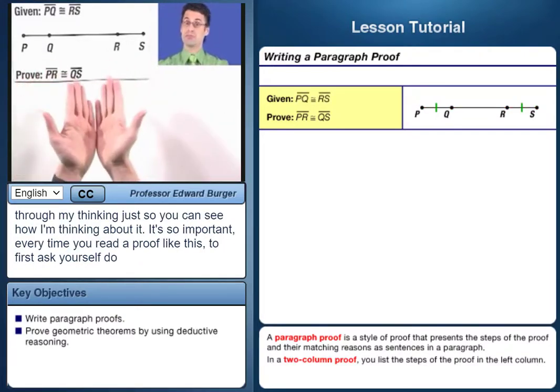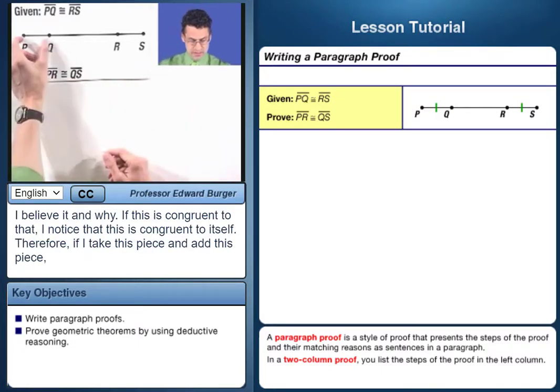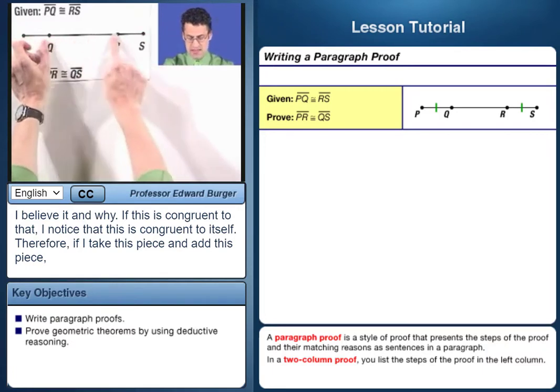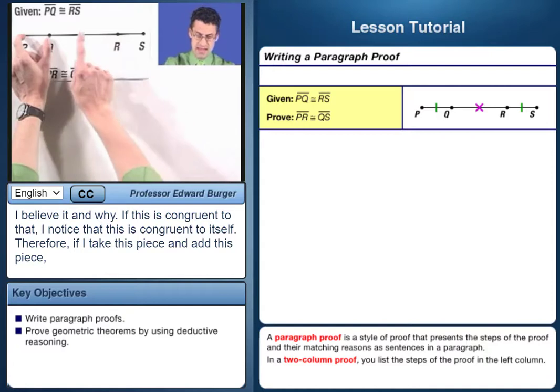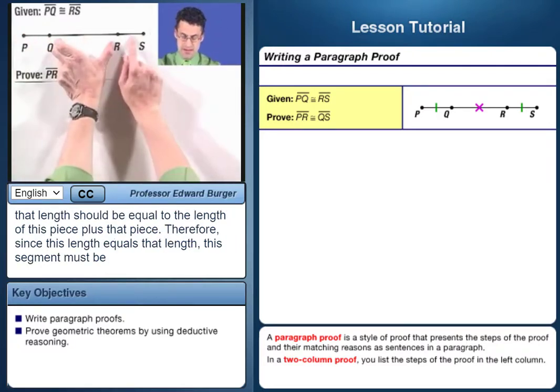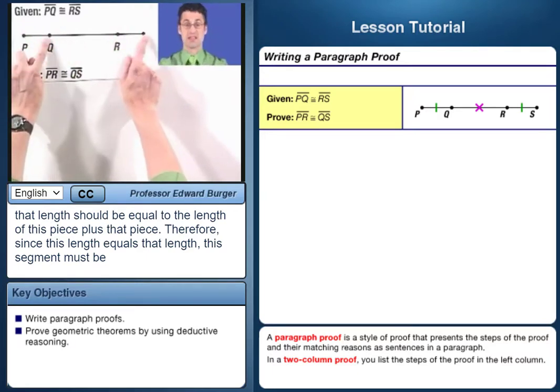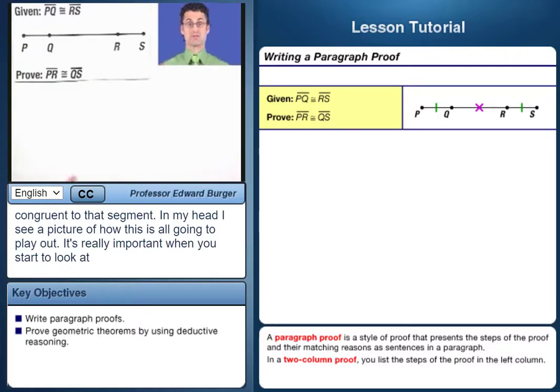It's so important every time you read a proof like this to first say to yourself, do I believe it and why? Well, if this is congruent to that, I notice that this is congruent to itself. So therefore, if I take this piece and add this piece, that length should be equal to the length of this piece plus that piece. And therefore, since this length equals that length, this segment must be congruent to that segment. So in my head, I sort of see a picture of how this is all going to play out.